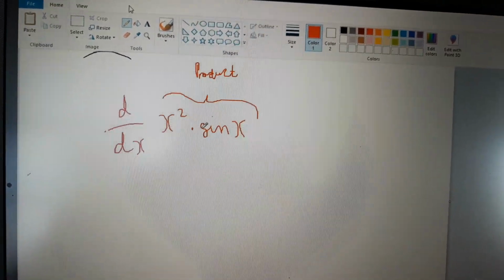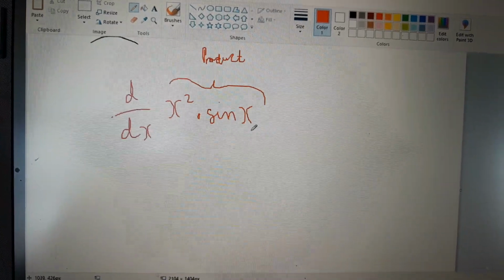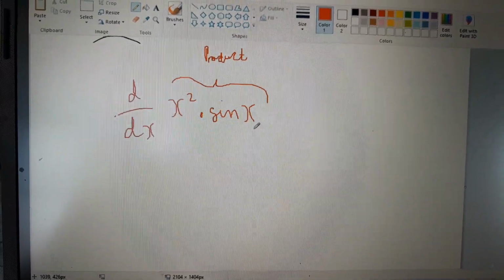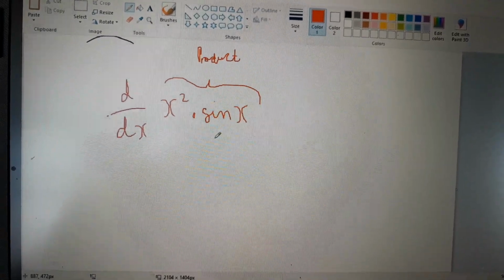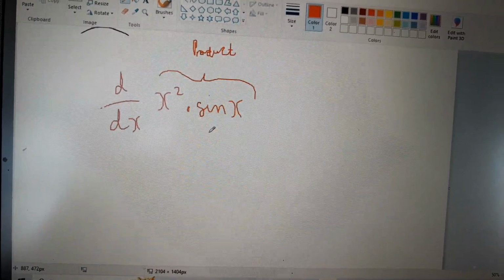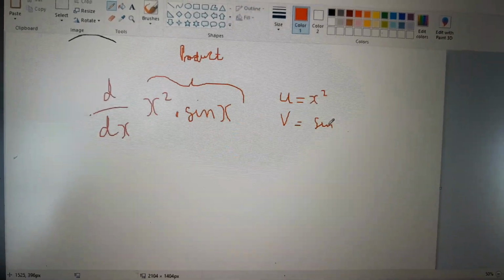See, we have two functions here. We have x squared and we have sine x. So in order to differentiate this, we need to use the product rule. Is this clear to everyone?